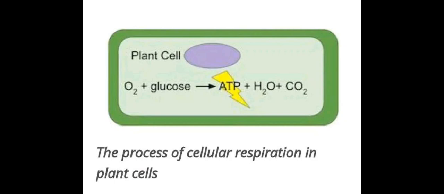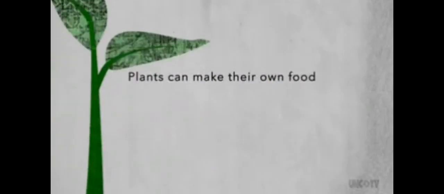Respiration is essential for growth and maintenance of all plant tissues and plays an important role in the carbon balance of individual cells, whole plants, and ecosystems as well as in the global carbon cycle. So plants can make their own food, which is a pretty big deal.